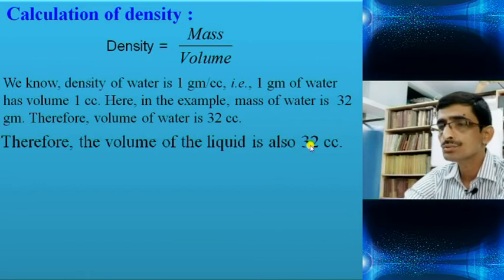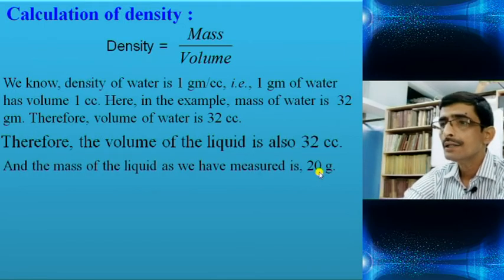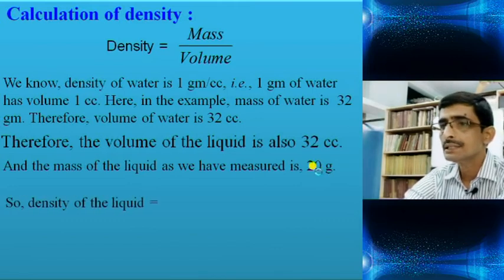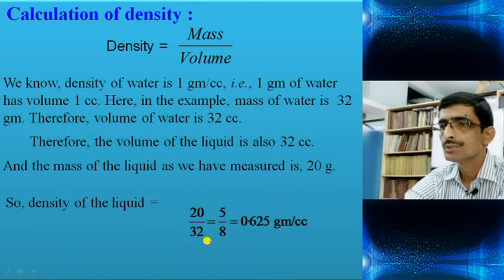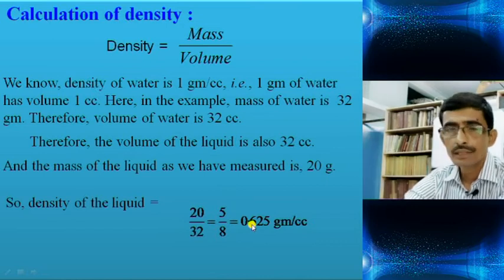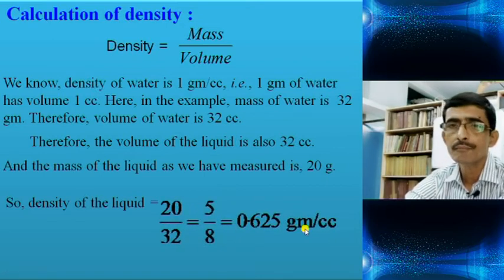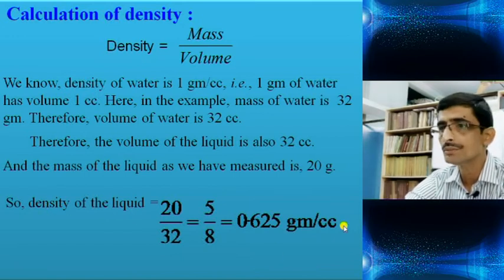Now 32 cc is the volume and 20 gram is the mass of the liquid. Therefore density of the liquid is 20 by 32, that is 5 by 2. If you calculate it, it will be 0.625 gram per cc, because you know that unit of density is gram per cc.